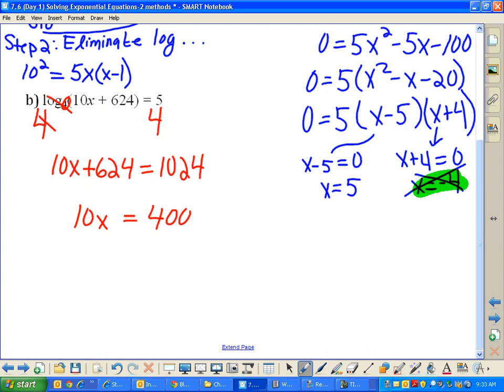Divide both sides by 10. Lop off some zeros there, like this one and that one. We get x equals 40. So then you do have to check to make sure you didn't force out any negative values for your logarithm. 10 times 40 is 400 plus 624 is 1024, and that is 4 to the 5th power. So this guy totally does work when I plug it back into the original equation.